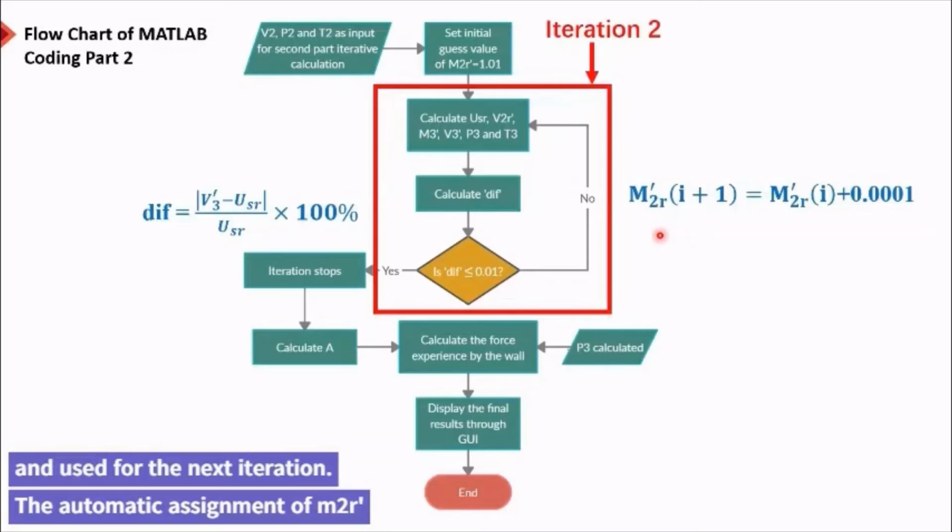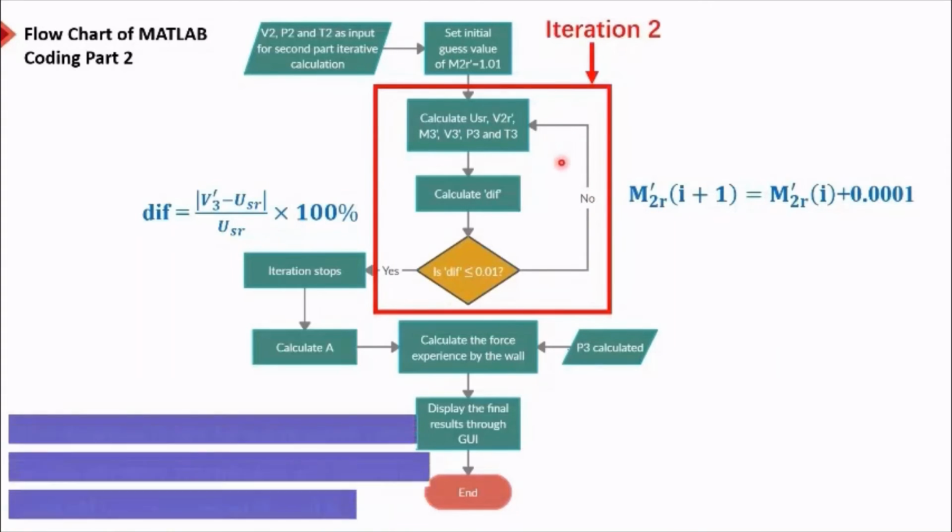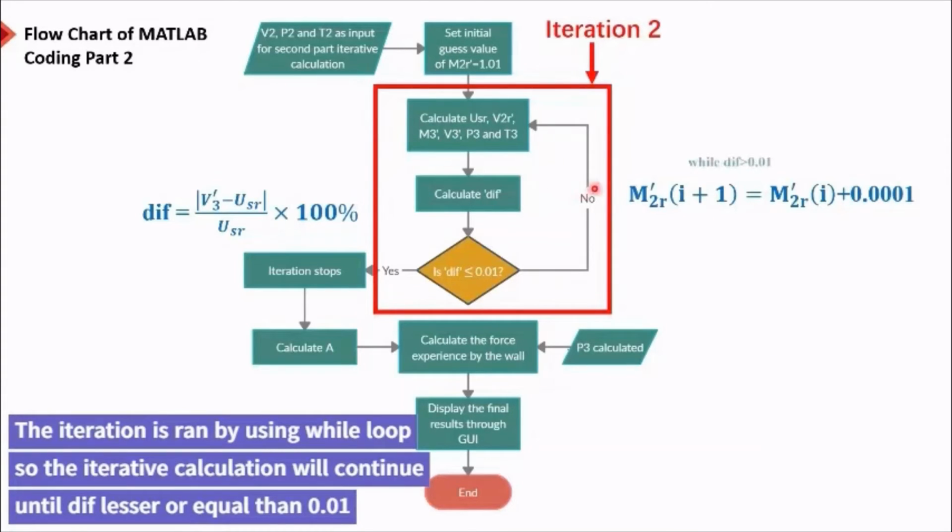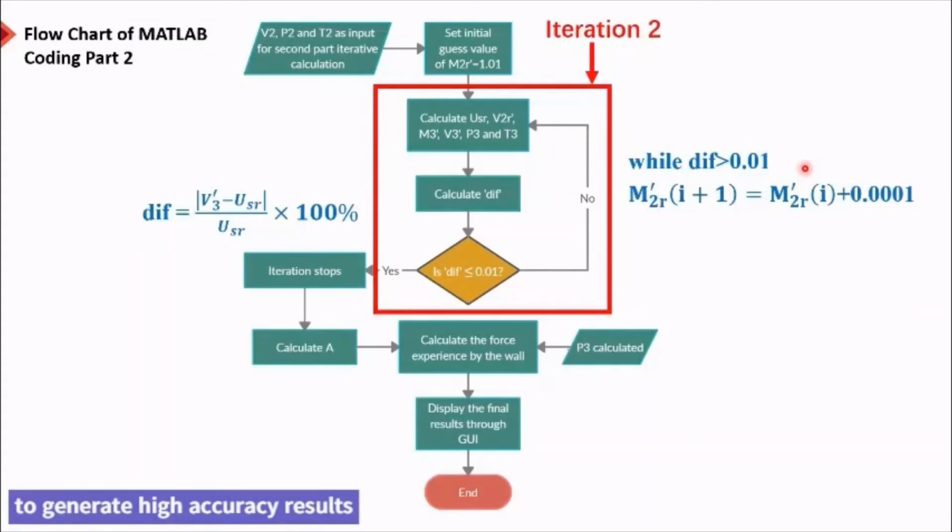The automatic assignment of M2R prime makes it easier for the user to use this code to solve the problem. All the calculation steps in this iterative technique will be repeated. The iteration is run using a while loop, so the iterative calculation will continue until diff becomes less than or equal to 0.01 to generate high accuracy results.